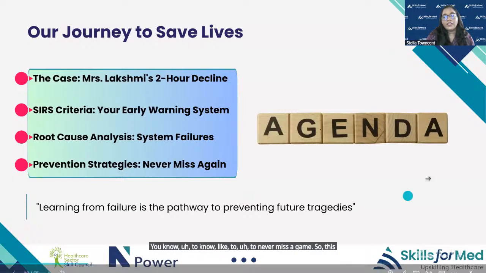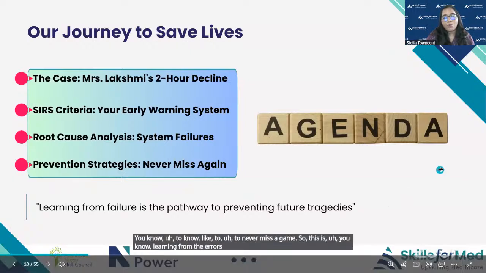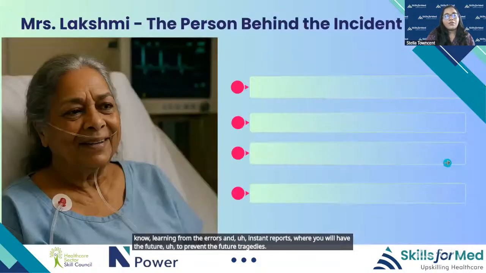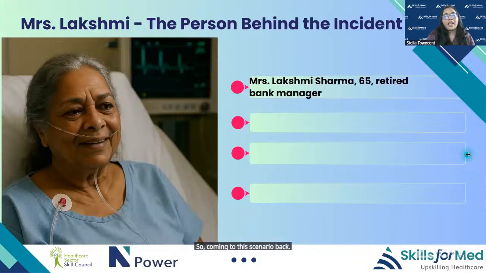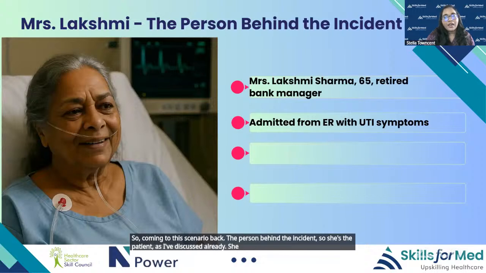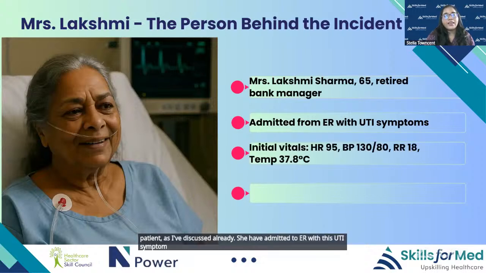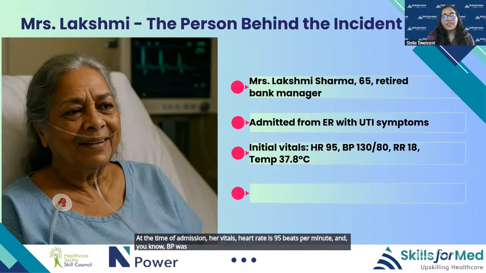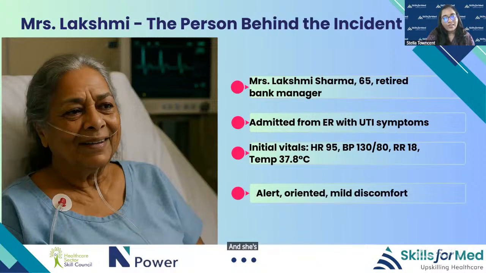So this is learning from the errors and incident reports, where you will have the future to prevent the future tragedies. So coming back to this scenario, the person behind the incident, she is the patient, as I have discussed already. She was admitted to the ER with UTI symptoms. At the time of admission, her vitals were: heart rate 95 beats per minute, BP 130/80, respiratory rate 18, and temperature 37.8 degrees Celsius. She was alert, oriented, and only had a mild discomfort.